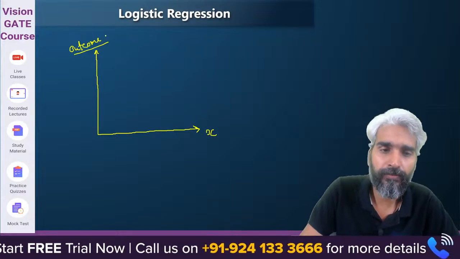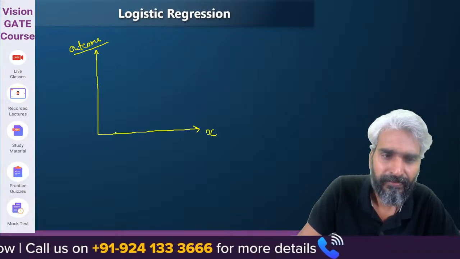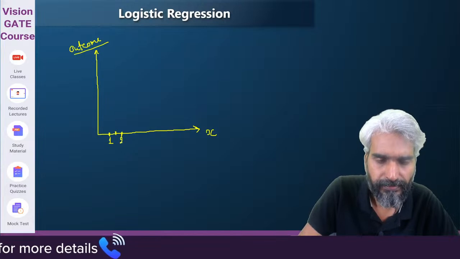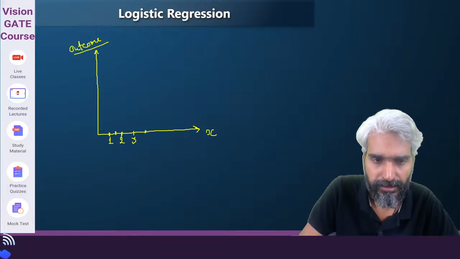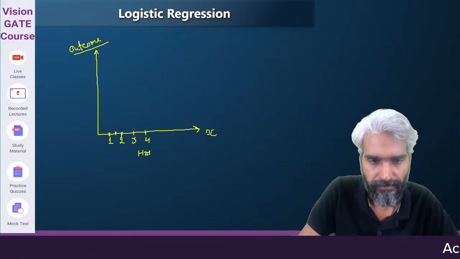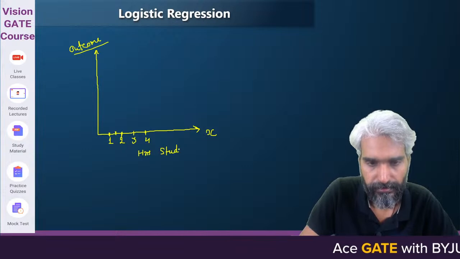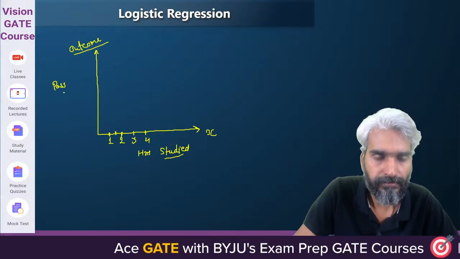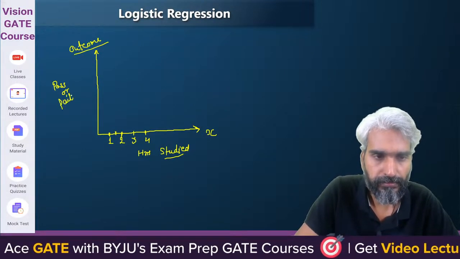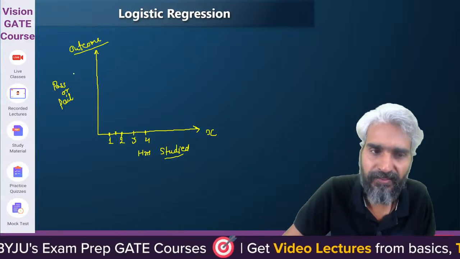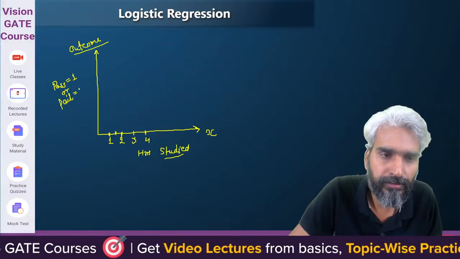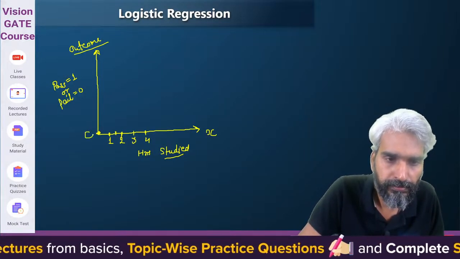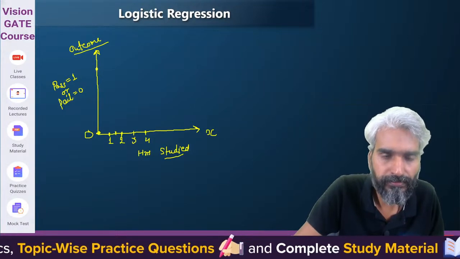Right? So let's assume that somebody studies for 3 hours daily or 4 hours, let's assume 4 hours. So just the hours studied, and this is pass or fail. Right? So we are trying to classify, therefore let's assume that pass is 1 and fail is 0. So on the axis of outcome, this value is 0 and this value is, let's assume, 1.